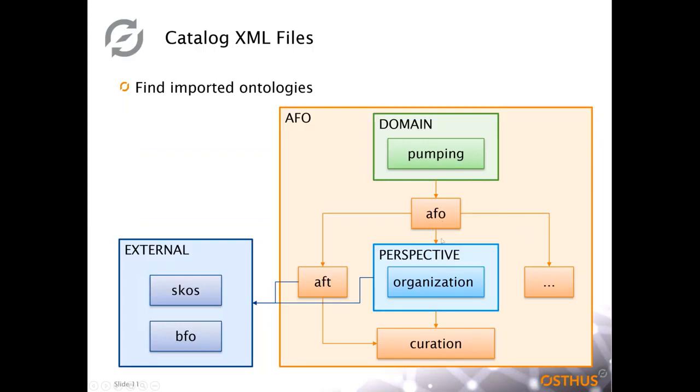Then the AFO again imports a perspective, which is the perspective organization, which in turn then, along with the AFT, imports some external ontologies, like the BAFO that Amnon just presented, and SKOS, which is used for annotations like pref label and so forth. It defines those, what a label is, what a definition is.